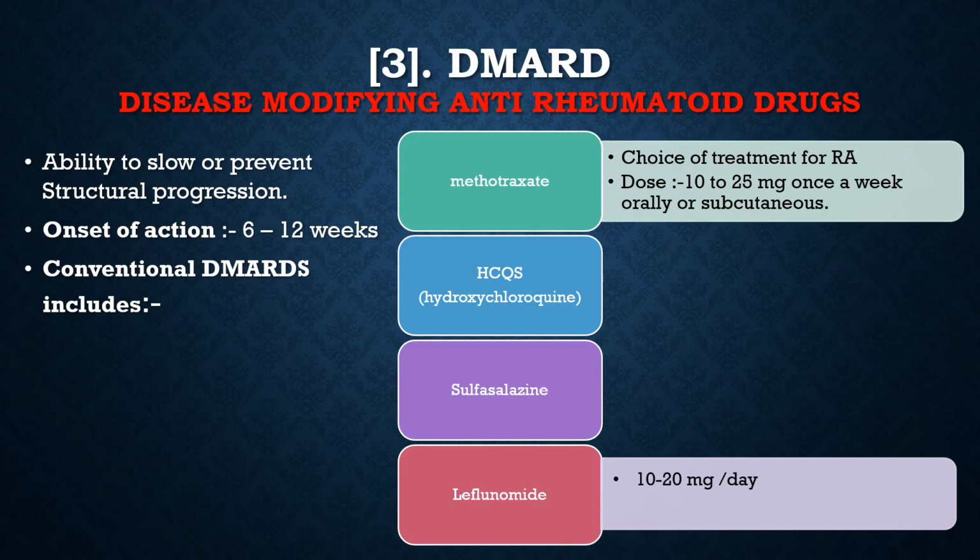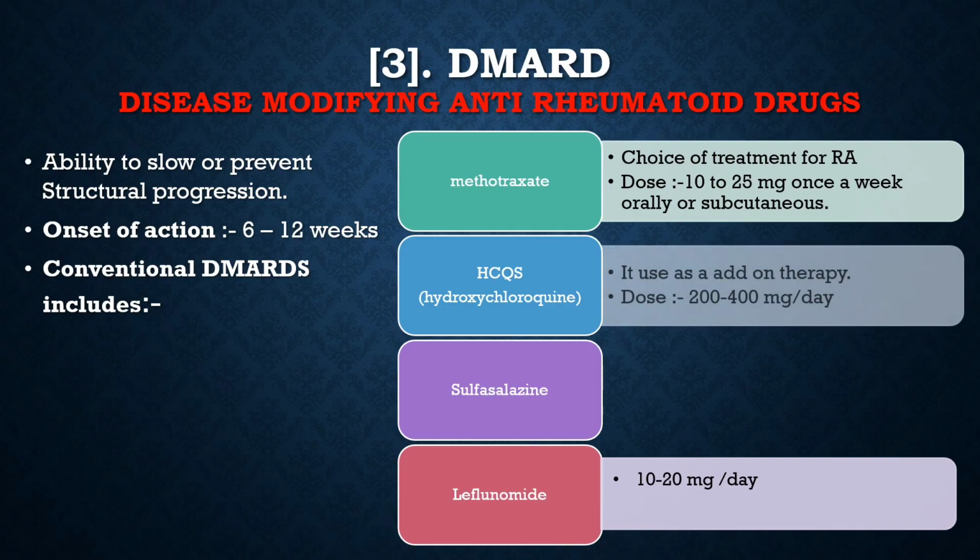The second drug of DMARD is HCQS, hydroxychloroquine. The dose is 200 to 400 mg OD or BD as per the requirement. But HCQS is used as an add-on therapy. We cannot use HCQS as an individual drug. We have to add it on to methotrexate when a patient is having continuous complaints despite taking methotrexate. Then we have to add the HCQS along with the methotrexate.